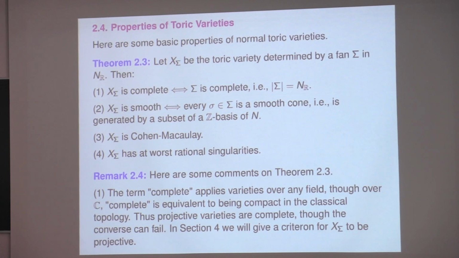So if I start here and my cones look like this one and this one, it is not complete because I am missing this part over here. That's what we are saying: when you put the cones of the fan together, you cover the whole vector space where we are working, then the corresponding variety is compact if you consider the complex topology. It's if and only if.